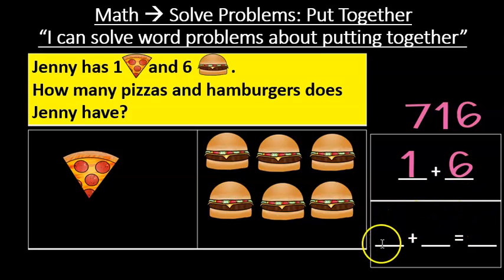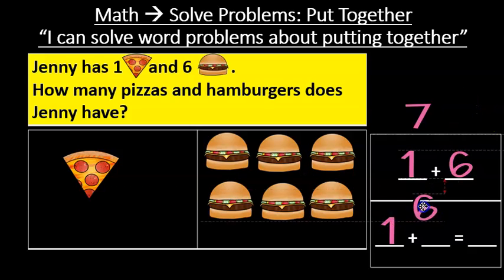Now we have to come down here now and do the same thing. Easy, you already have these first two numbers up here. So you're just going to have to reinsert them here, okay? 1 plus 6. Now we need a number here. To get that number, we have to count up all the pizza and the hamburgers, okay? Let's count together. 1, 2, 3, 4, 5, 6, 7. So I'm going to grab 7 and put 7 here, okay?